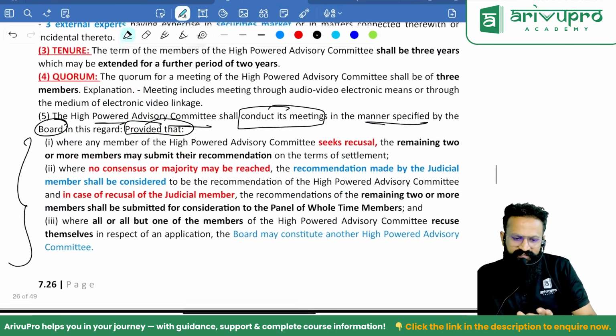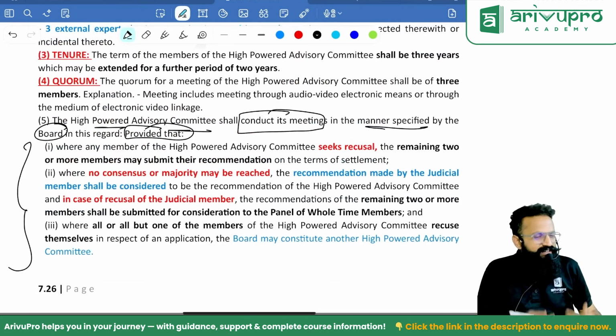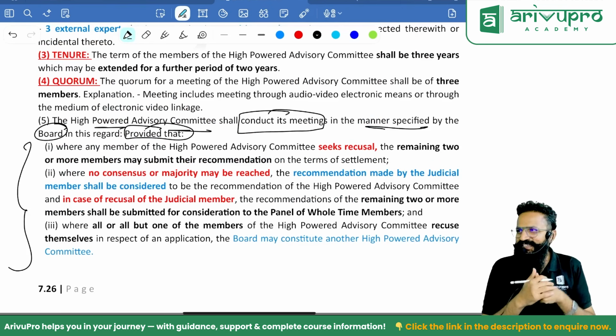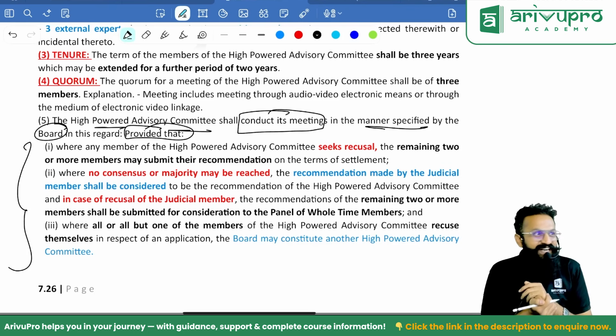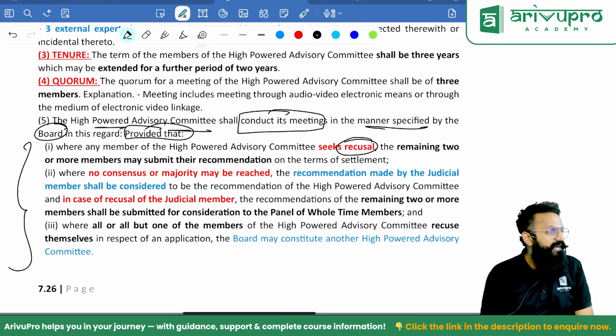Now see what he has written here. In such case, what should they do? Sir, that is my father-in-law, sir. What do I do? I'll become a judicial member. Can I decide that case? You need to recuse yourself. It's called recusal. What do you mean recusal? You have to step down from that case.